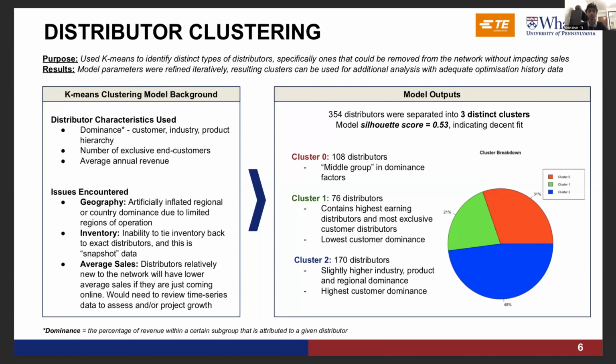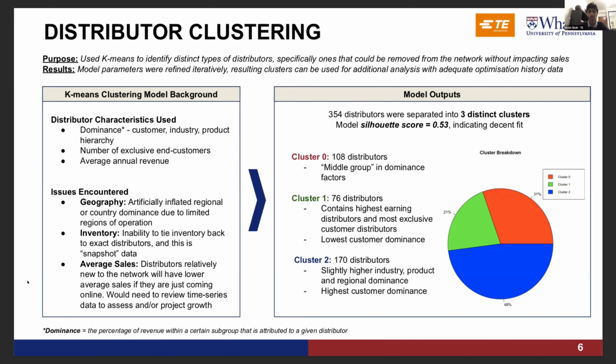To combat this, we used dominance. So basically, we identified dominance as, for a given distributor, for a given customer, what percentage of that customer's revenue is attributed to this distributor. And we can do similar analysis for industry and product types. And we also used the number of exclusive end customers. That's for a given distributor, how many end customers do they sell to that they're the only distributor who sells to. And finally, average annual revenue.